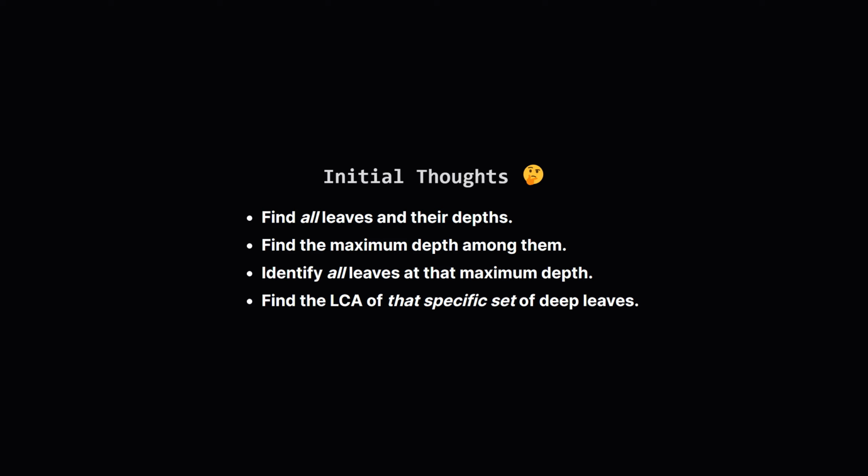So how might we approach this? A first thought might be, well, let's find all the leaf nodes first. We could do a traversal, maybe depth first search, DFS, and keep track of the depth of each leaf we find. Then, we figure out what the maximum depth actually is. After that, we gather up all the leaves that are exactly at that maximum depth. Finally, we'd need another algorithm to find the lowest common ancestor of just that group of deepest leaves. This sounds like it could work, but maybe involves multiple passes or complex bookkeeping. Could we do better?